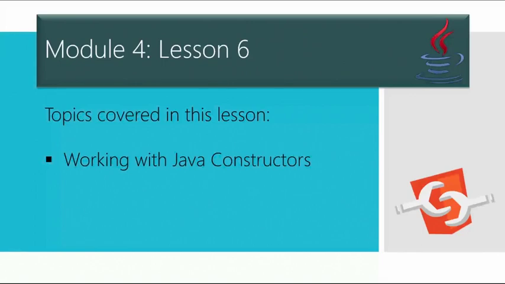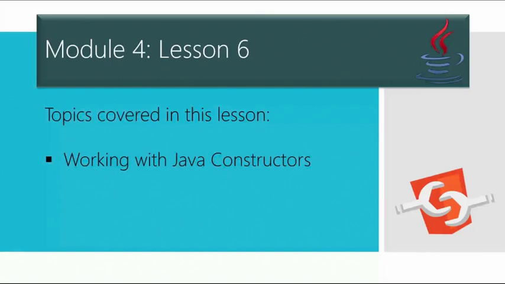The two basic rules that you need to know about the constructor are, first, the constructor name must be the same as its class name. Pretty straightforward. And second, the constructor must also have no explicit return type. Unlike methods, which have return types, a constructor does not have any explicit return type.